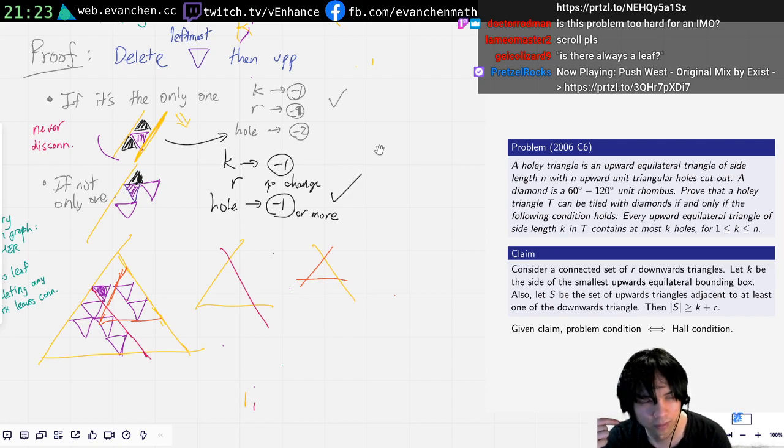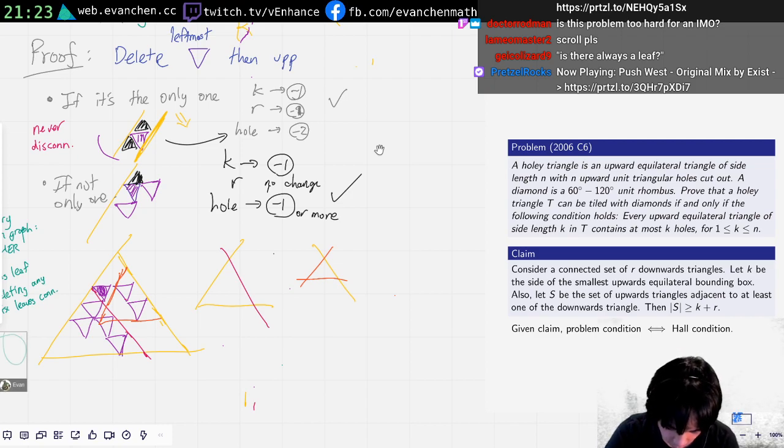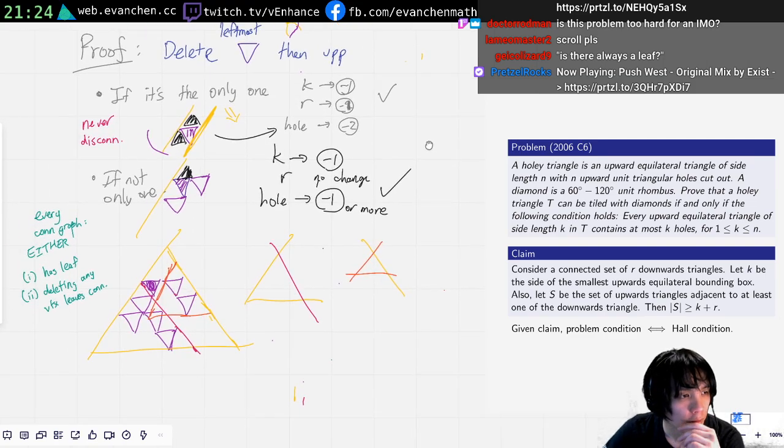No, that's just false, isn't it? That's just false. You can have a graph that looks like that. No, okay. So I can either try to fix this argument or I can try to delete. So this is wrong.